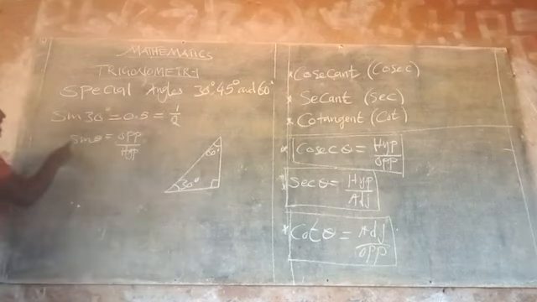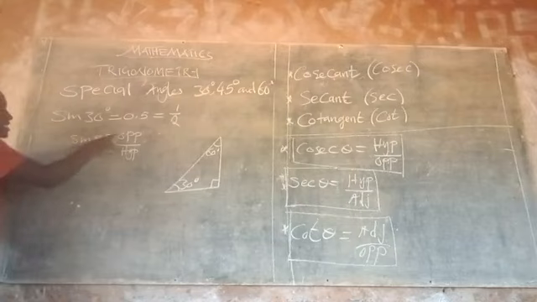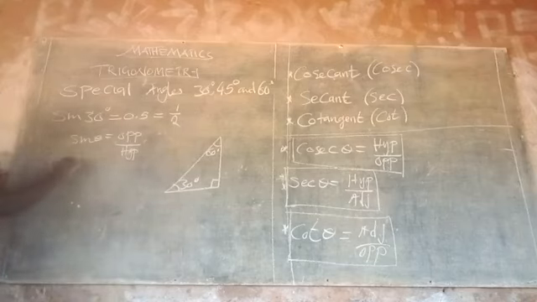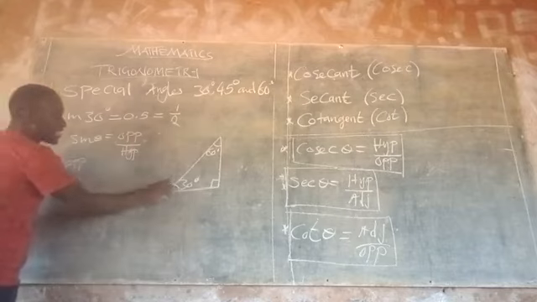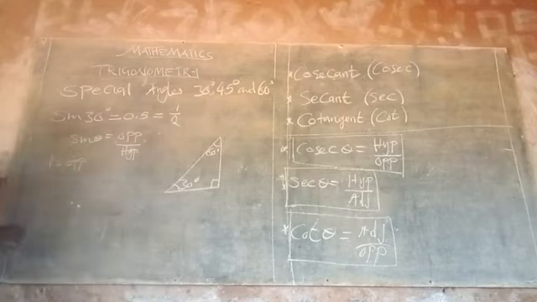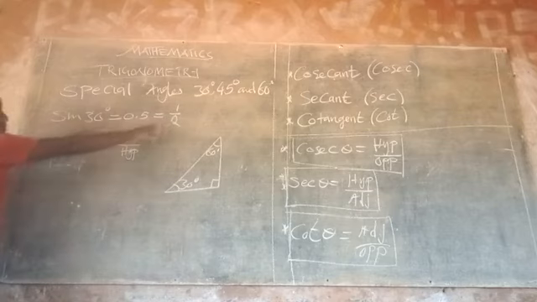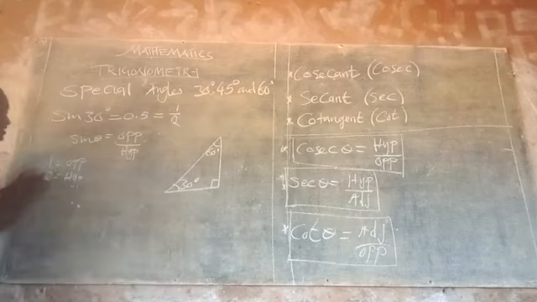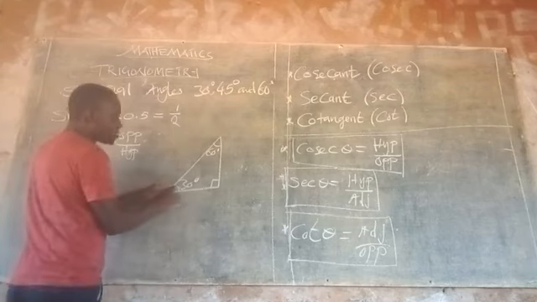saying that sine theta is equal to opposite over hypotenuse, then I know that 1 is equal to the opposite, okay? The opposite of this angle. I'm sure this is clear. Also, my 2 there, 2 is equal to what? The hypotenuse.